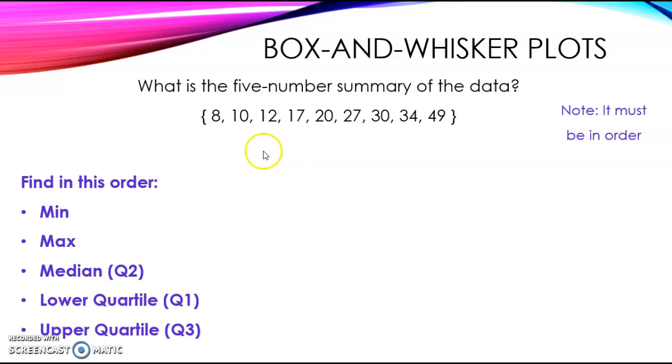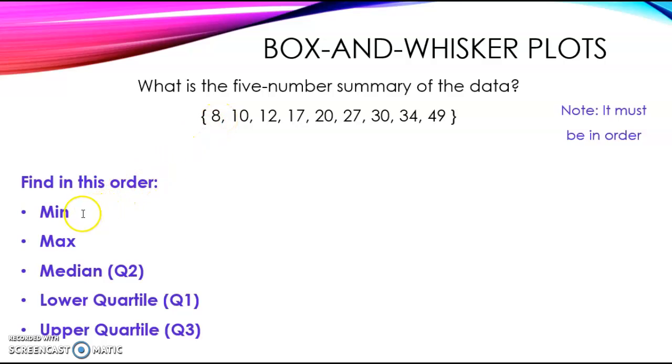So we have a data set here, and the question is, what is the 5-number summary of this data? Note that the data does need to be in order to do these calculations. You might have noticed that one of the things we're calculating is the median, and from previous videos I talked about how it's easiest to find the median if you have your numbers in order. And so these ones are already in order just out of convenience.